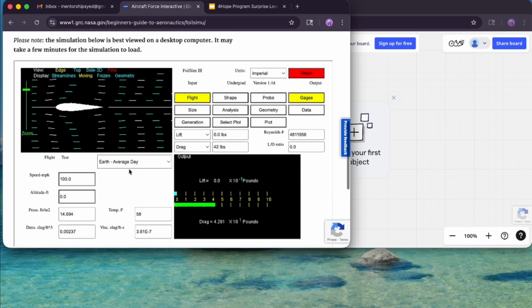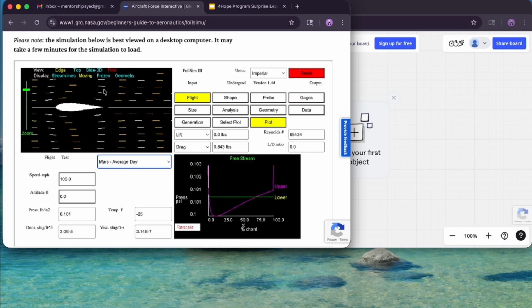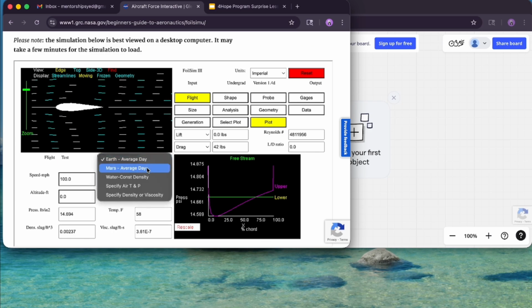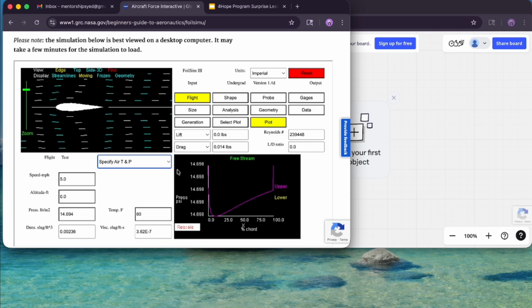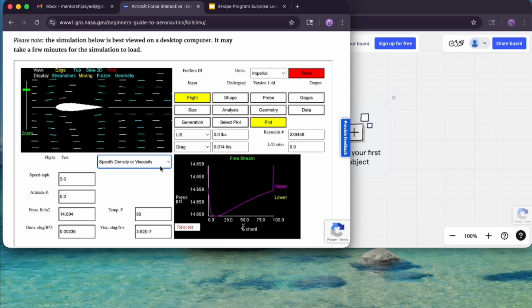In here we can see that there's flight and testing. We have over here Earth, Mars, and all these parameters I just showed you. Mars is a bit different. We can see that Mars is just a different color at that point. But you can see that there's another graph. This is about the free stream. So we have pressure and we have chord. The relationship between both of these is the pressure and the chord line. You can always rescale it if you want. And this is what it is on Earth, Mars, water, constant density. We can also see specific air temperature and density, which I think is air temperature and pressure. And we have specific density or viscosity that's also shown.